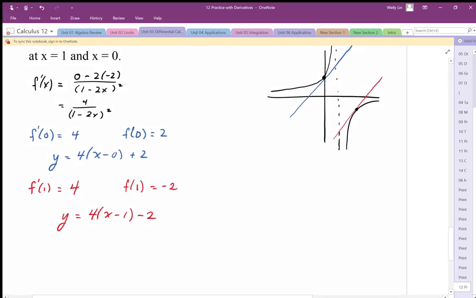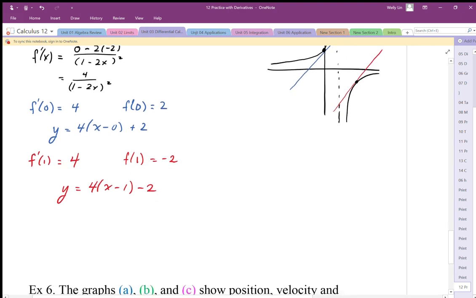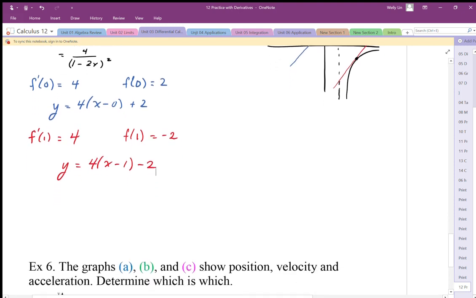Okay, so there's a red tangent line. And again, just notice that I leave it in point slope form. That's far more efficient and easier to work with than trying to put it into y equals mx plus b. We have the slope, we have the coordinate, point slope form is good enough. So there are my two tangent lines.